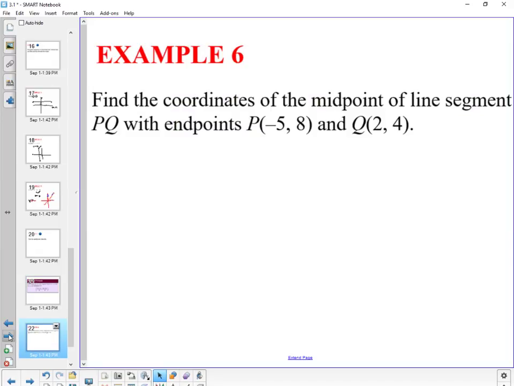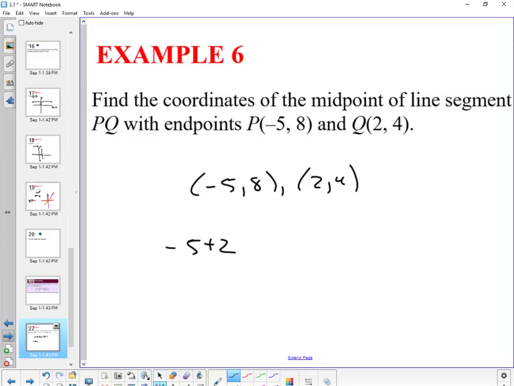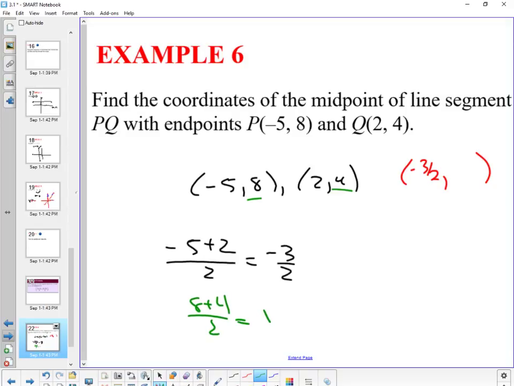All right. So here's my 2 examples, Mason. I've got -5, 8, and I've got 2, 4. And they want me to find the midpoint of this. What is -5 plus 2 divided by 2? Well, that's going to give me -3 over 2. So that means that the x part is going to be -3/2. Looking at the y, I've got 8 and 4. That would give me 12 divided by 2, which is 6. So the y value is 6. And there's your midpoint.